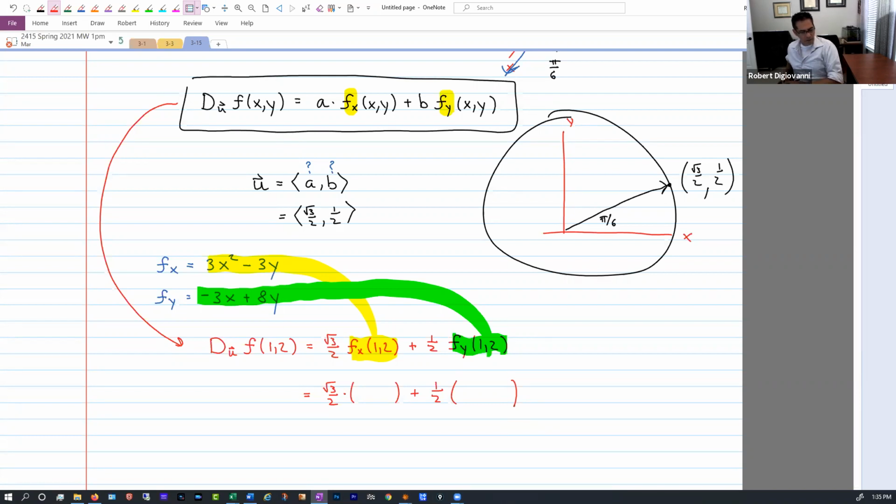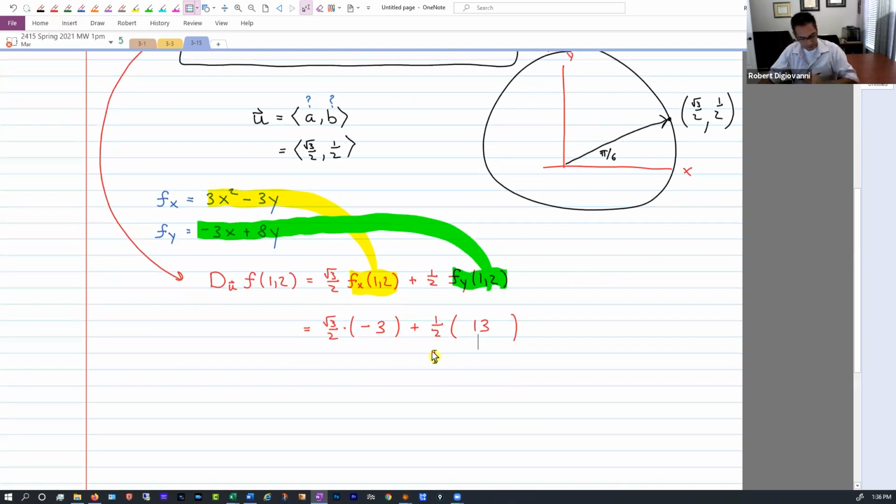What's the yellow? Negative 3. Okay, good. And then what about the green? It's 13. I think it's 13, right? 16 take away 3. Okay. So we're getting negative 3 root 3 over 2 plus 13 halves.